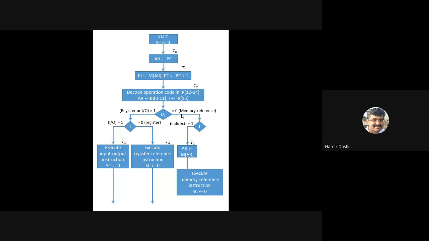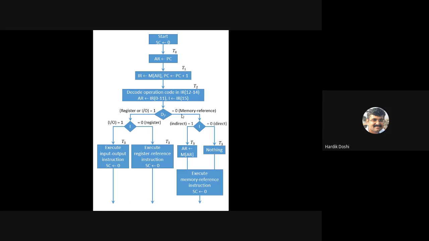But if I is 0, then it is direct addressing and we do not need any kind of effective address. It is always present in the instruction itself. So we do nothing at time T3 and then we go for the execution of the instruction. Always remember, whichever type of instruction it is, IO, register or memory, SC becomes 0 once the instruction gets executed.